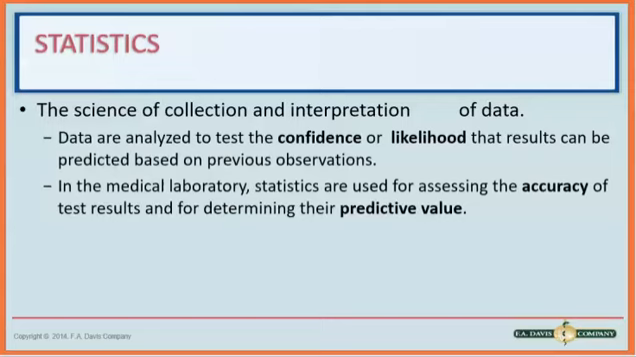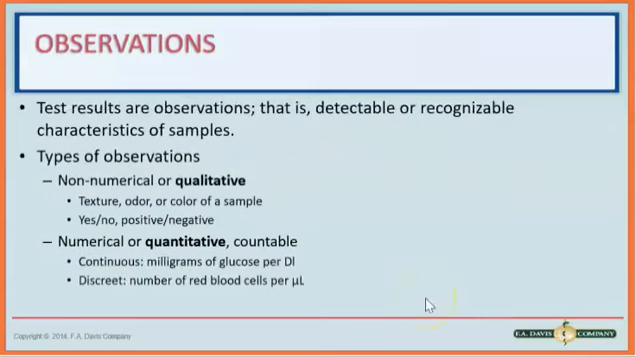We want to make sure our results are the best they can be because our results have a great impact on patient care and treatment. The doctors rely on our results to make the correct diagnosis and come up with the correct treatment plan for the patient. Test results are observations. That is, they are detectable or recognizable characteristics of that sample, of that patient sample. So test results are observations.